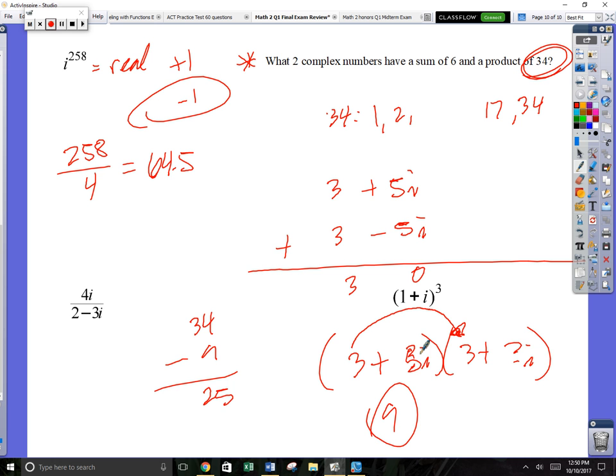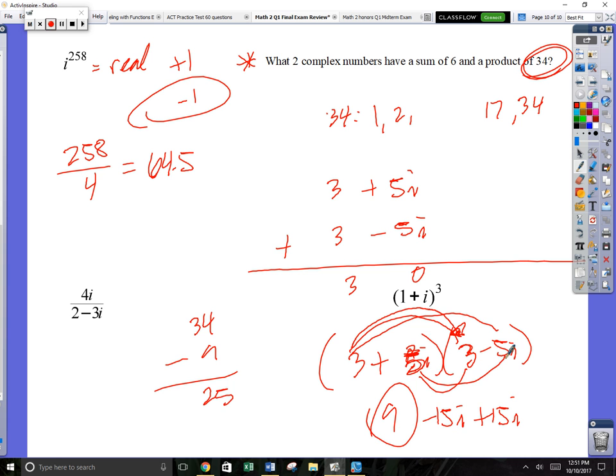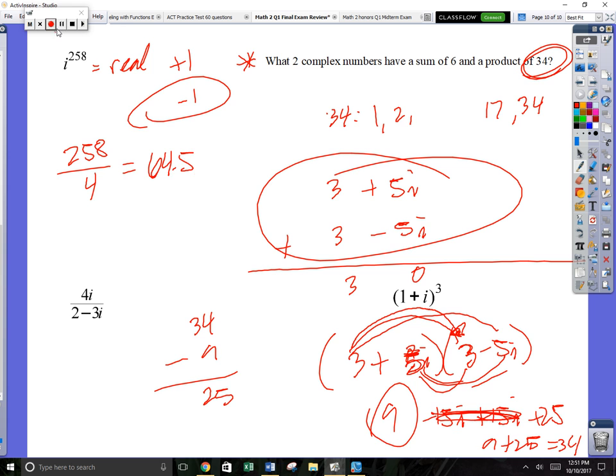So let's try that. So if we go 3 plus 5i, one needs to be plus though, one needs to be minus. So 3 minus 5i. So there we go. 3 and 3 gives me 9. 3 and a minus 5i gives me minus 15i. 5i and 3 gives me a plus 15i. 5i and a minus 5i gives me a minus 25, but i squared gives me a minus. So there we go. That's a 0. 9 plus 25, that is 34. So I found them. 3 plus 5i is one, 3 minus 5i is the other.